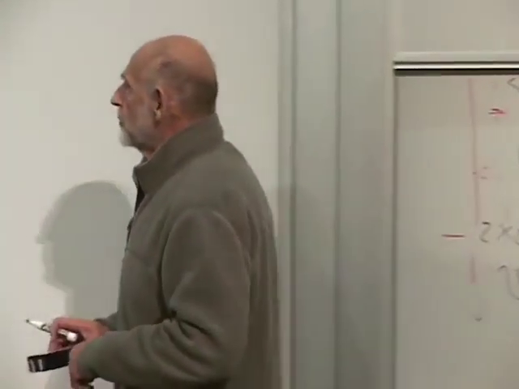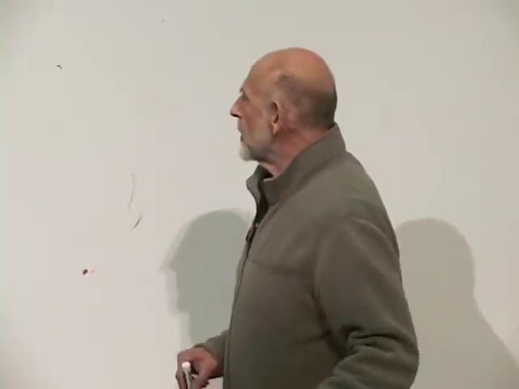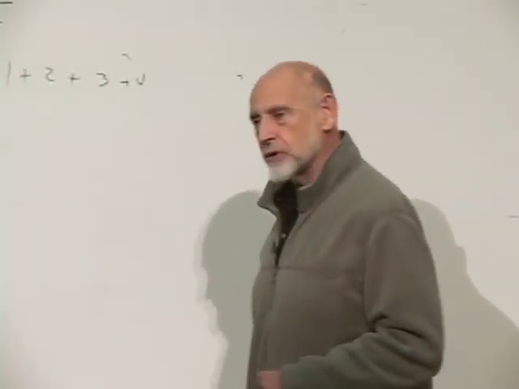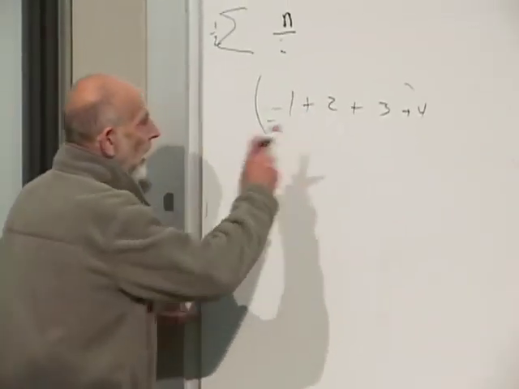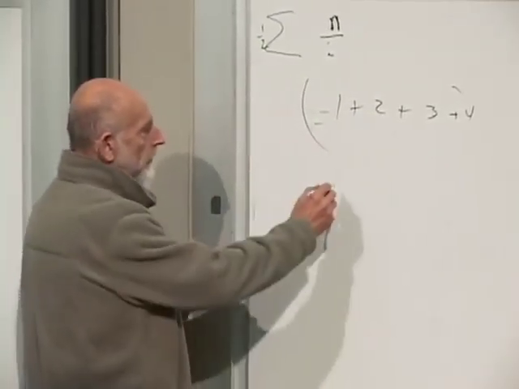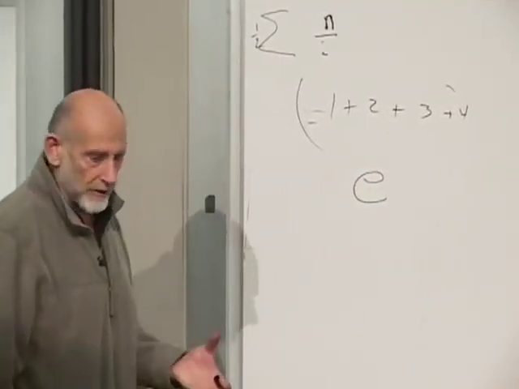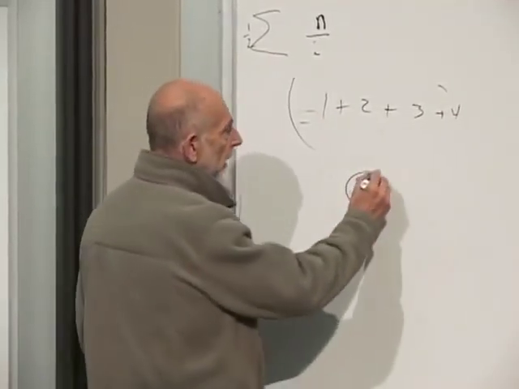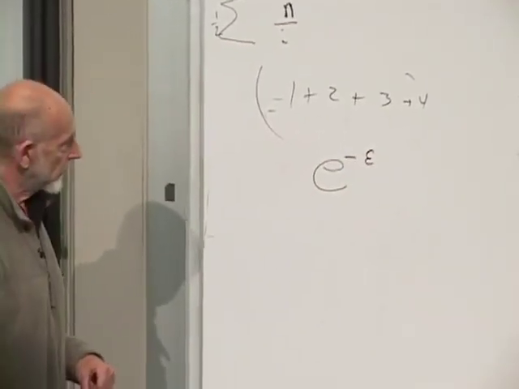Okay, so 1 plus 2 plus 3 plus 4, this is not something we're going to easily add up, is it? So let's do something to it and then take a limit. Let's do something to it so that it makes sense and then take a limit. Let's multiply each one of these. Let's introduce a small constant, epsilon. E to the minus epsilon is a number less than 1.